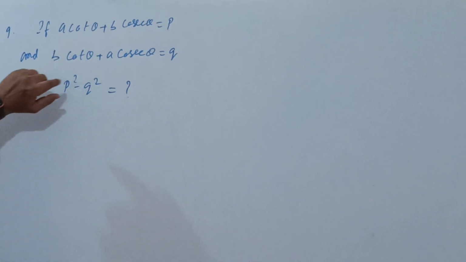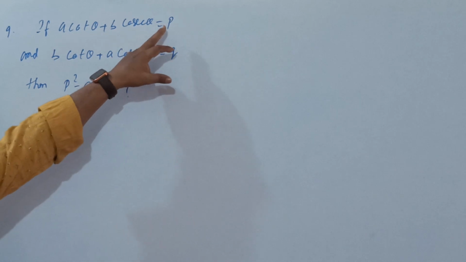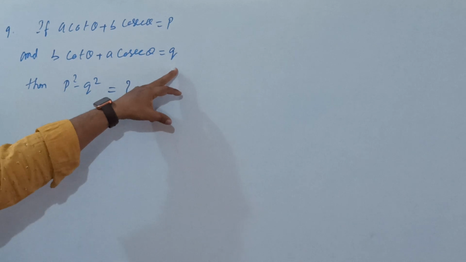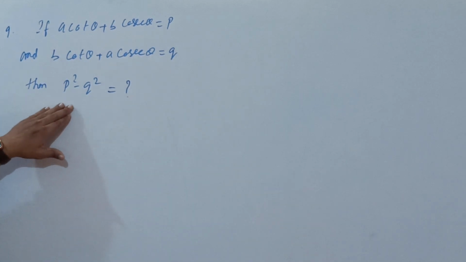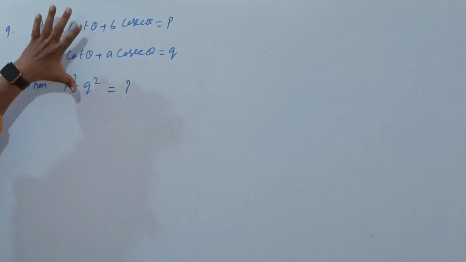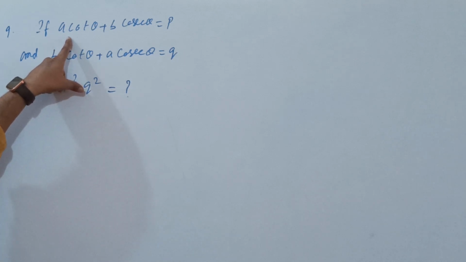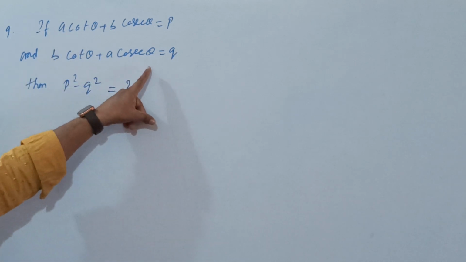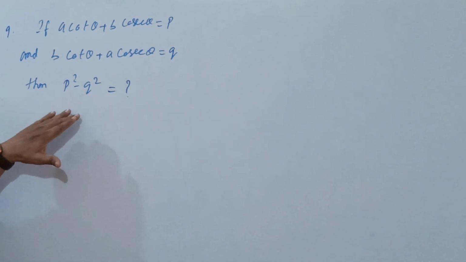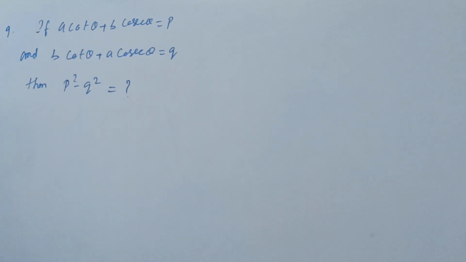Okay, next problem: if a cot theta plus b cosec theta is equal to p, and b cot theta plus a cosec theta is equal to q, then they are asking for p square minus q square. By observing this problem, we come to know that we have to square the first equation and the second equation also, then subtract one from the other. Then only we get the value of p square minus q square.